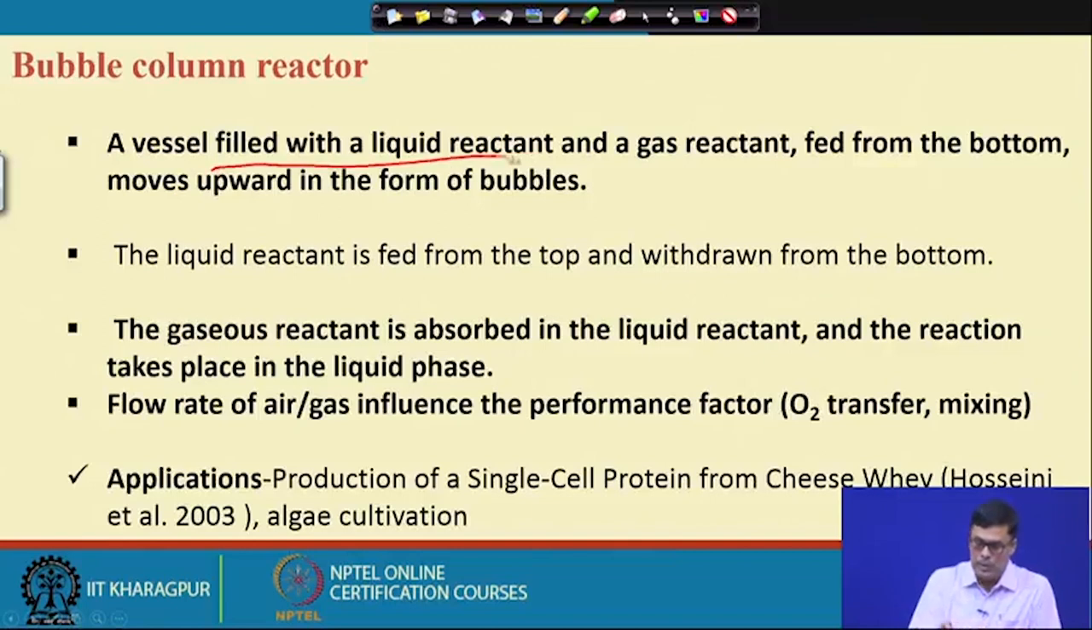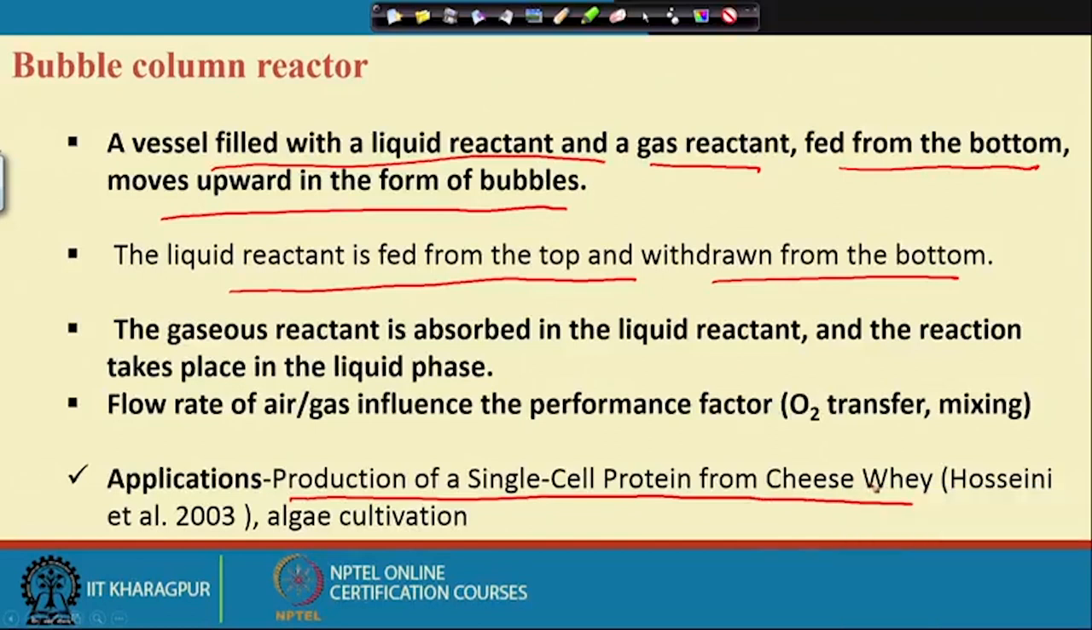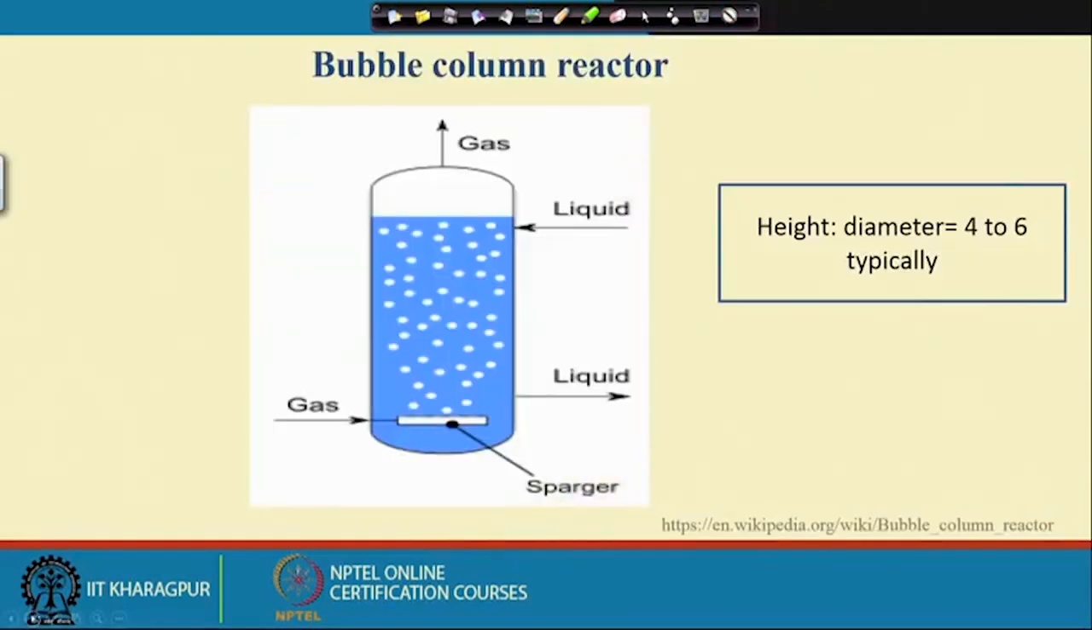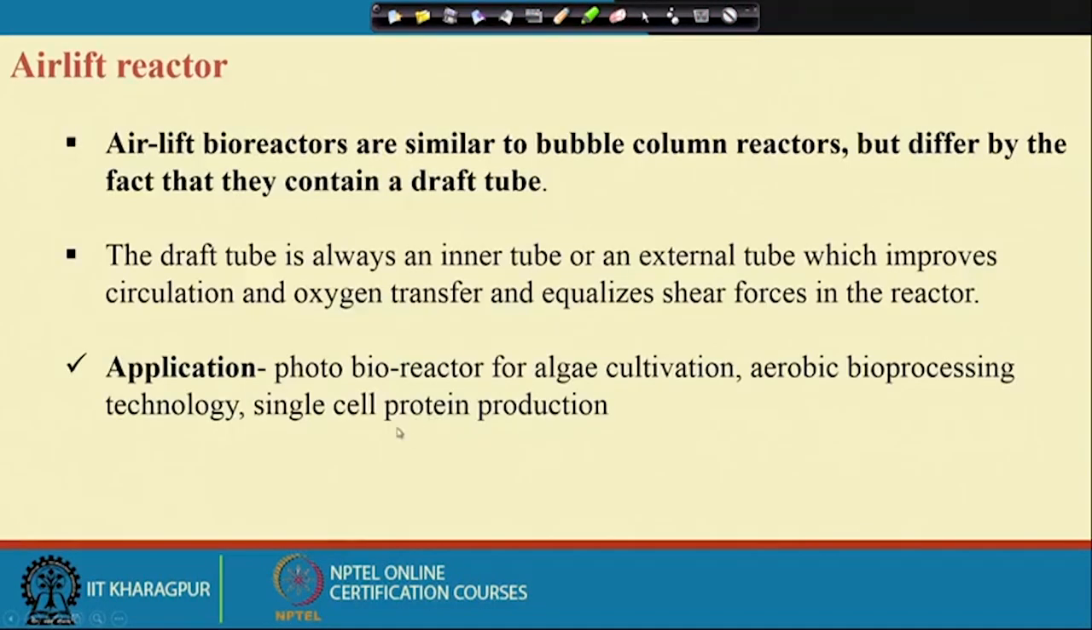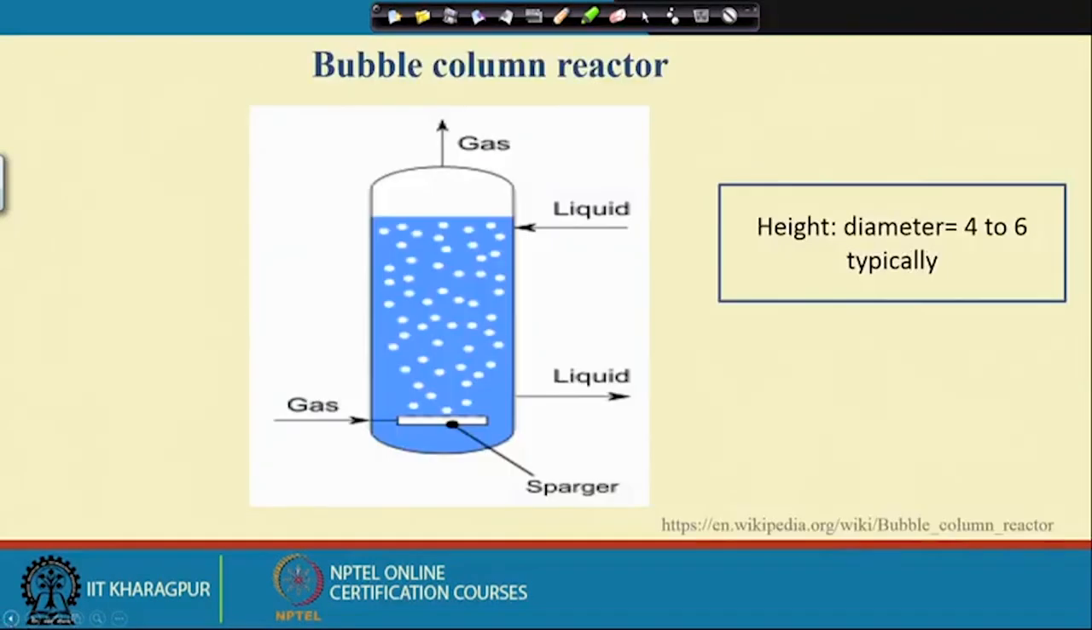Now, it is a vessel filled with liquid, and gas as reactant is fed from the bottom and moves upward in the form of bubbles. Liquid reactants are fed from the top and withdrawn from the bottom. The application is single cell protein production from cheese whey. Now, this is largely used in the microalgae algal fermentation process. This is how it looks. This is what we call a sparger, that you can see, the sparger, and this is how the bubbles are moving upwards.